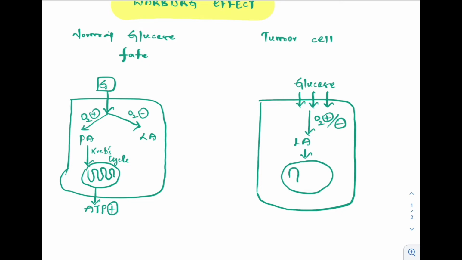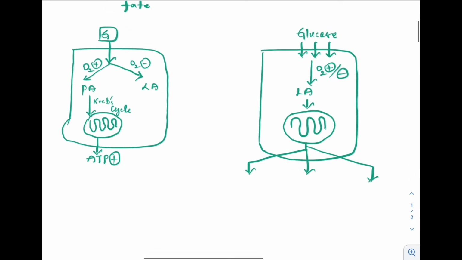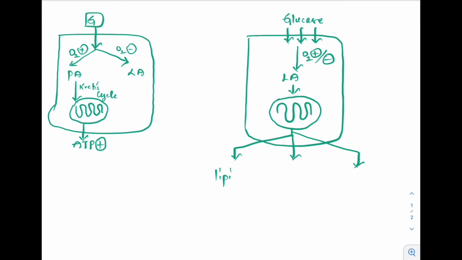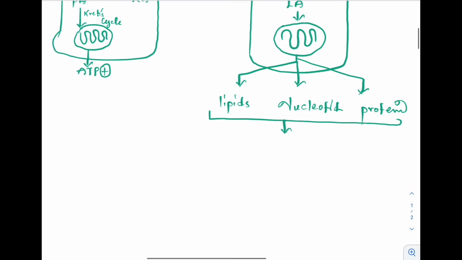and this formed lactic acid will enter into the mitochondria. After entering the mitochondria, it forms three products: the first one is lipids, the second is nucleotides, and the third is proteins. All these three together form the building blocks of the tumor cells, so that the tumor cells can populate very easily.